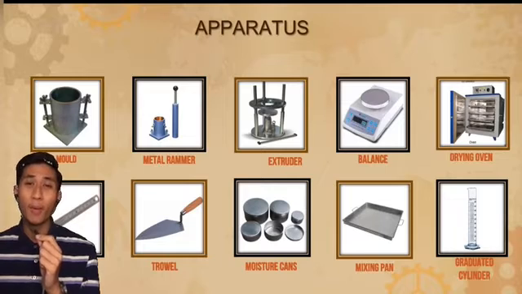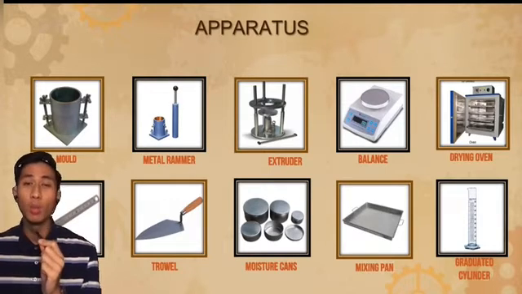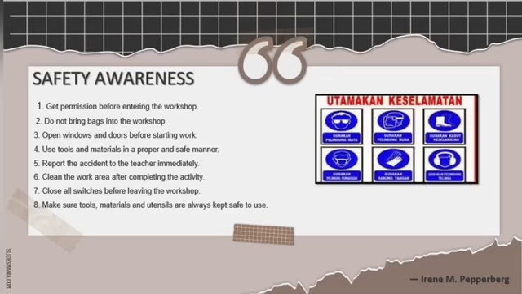01DKA20F1062. So, for this standard Proctor test, we have prepared the apparatus which is mold, rammer, extruder, balancing weight, drying oven, trowel, moisture cans, mixing pan, graduated cylinder and a ruler.